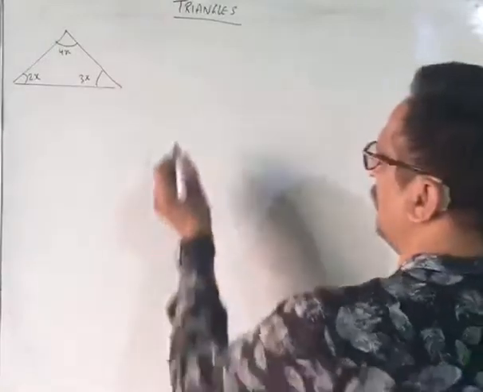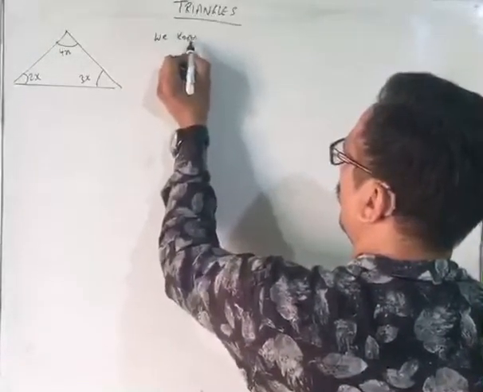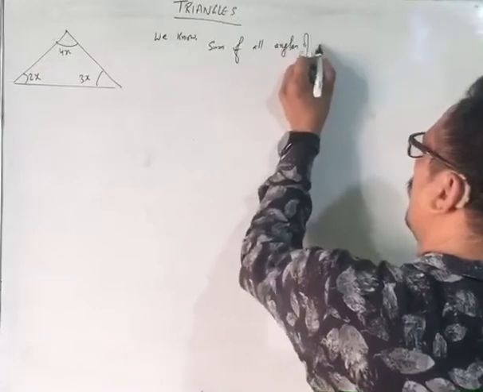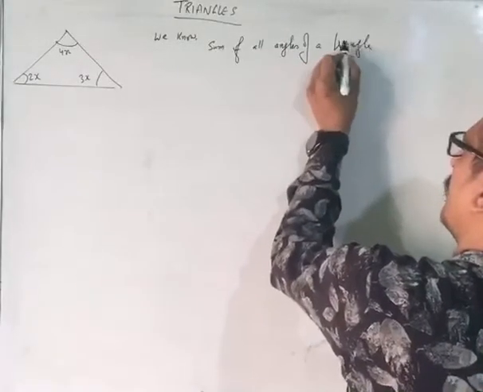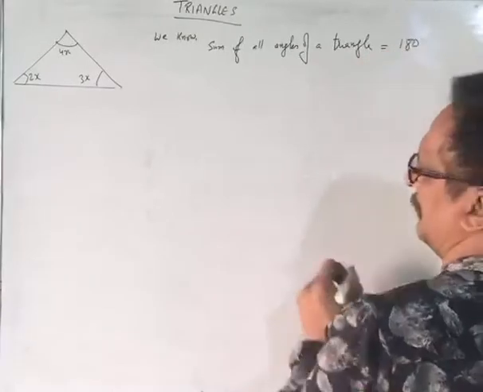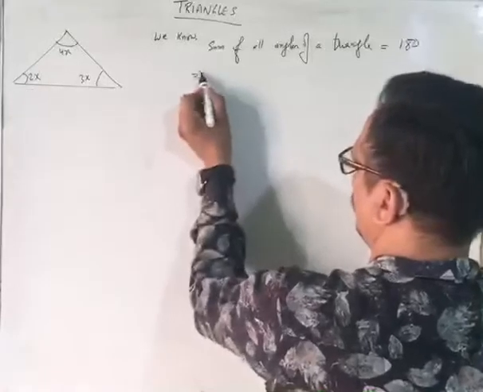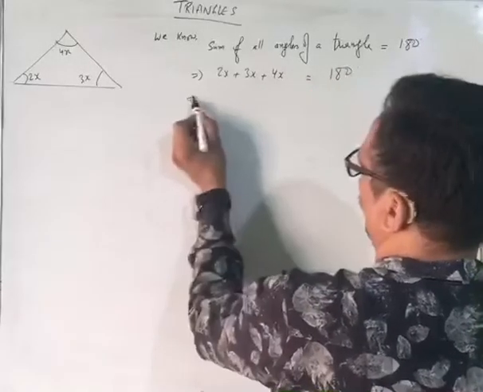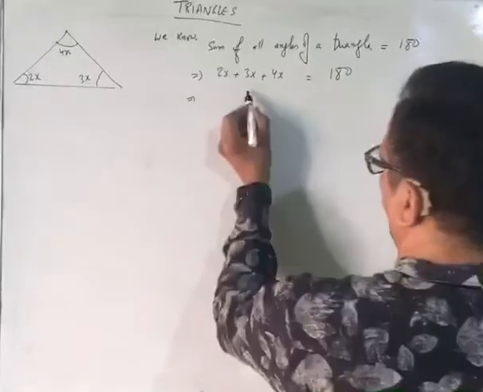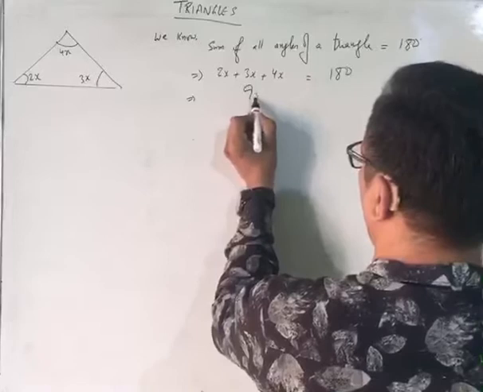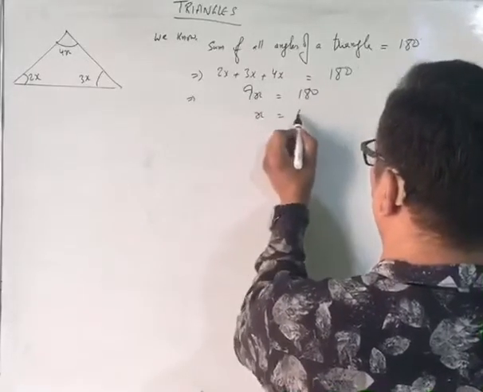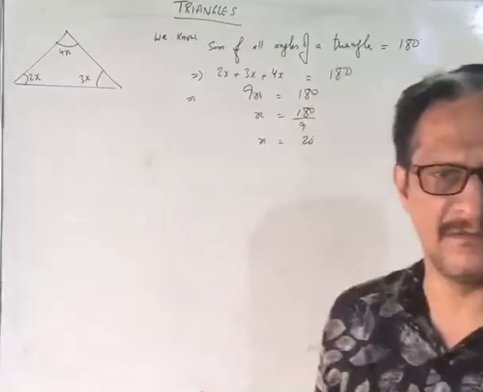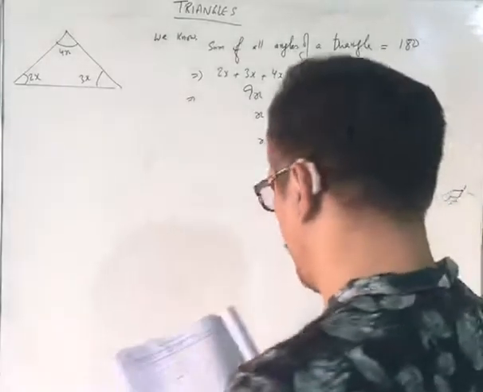So you must keep in mind that we know the sum of all angles of a triangle is how much? 180 degrees. Okay, so sum of all angles means 2x plus 3x plus 4x equal to 180 degrees. When you add these three angles, and finally you will get the value of x, how much? 20 degrees. Okay, so again this is our third question.